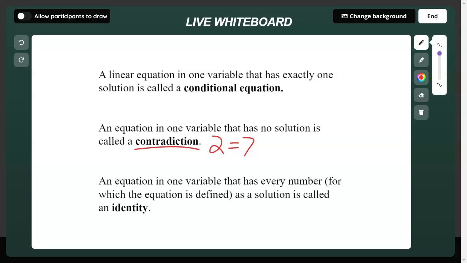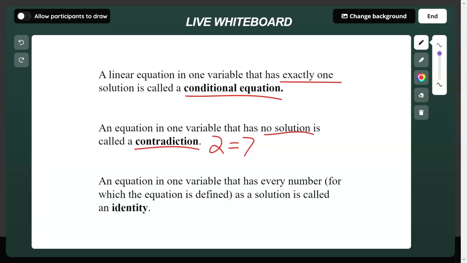And what that means is that it doesn't matter what number we plug in for x, we're not going to get a true statement. Okay? There is no solution. Okay? So conditional is one solution. Contradiction, no solution. Doesn't matter what number I plug in for x, I will never get a true statement.